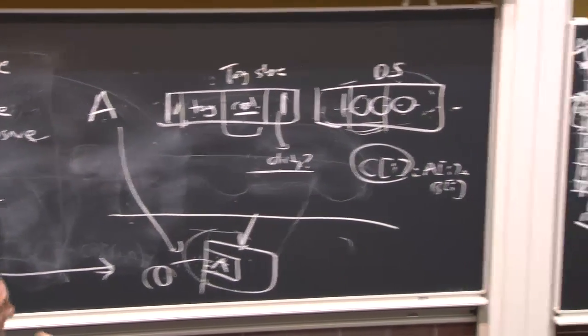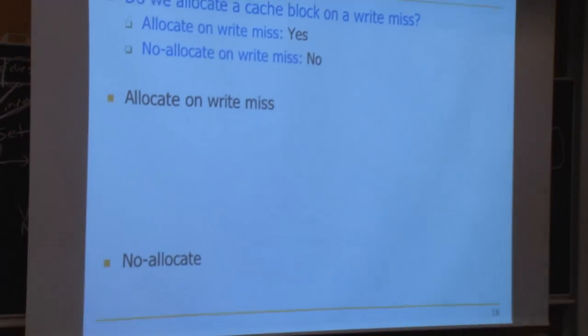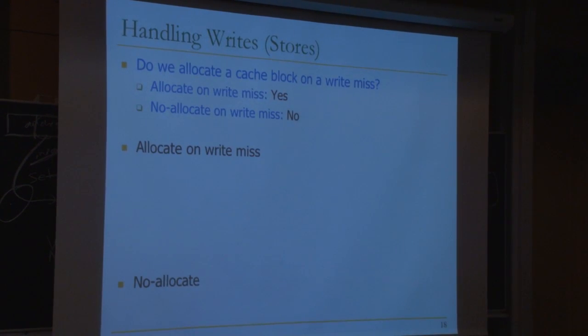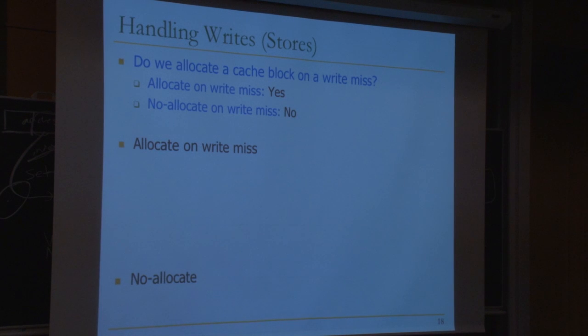Okay, there's another decision to make in terms of writes. Do we allocate a cache block on a write miss? So you're doing a write miss. What is a write miss? It's a store miss. The processor is doing a store, and it's got a cache miss. Do you actually bring the cache block from memory and then do the store, which requires the processor to wait for the transfer of that entire cache block, even though you may be doing a store for 4 bytes? Or do you actually not allocate the block?